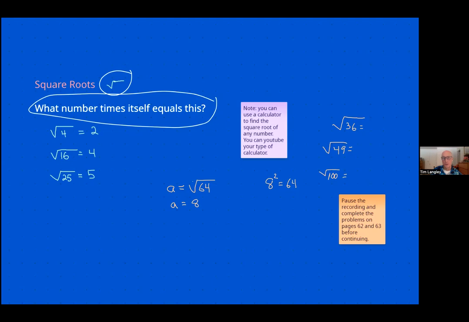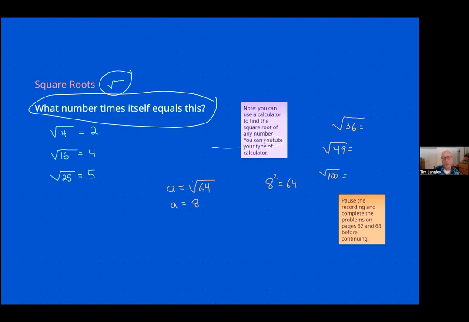But you can YouTube your calculator. You probably have to use YouTube to actually punch in your calculator, watch a 2-minute video showing you how to find the square root. However, for you guys in this class, I think most of what you're going to need is on that page, 62 or 63. All those square roots are right there.